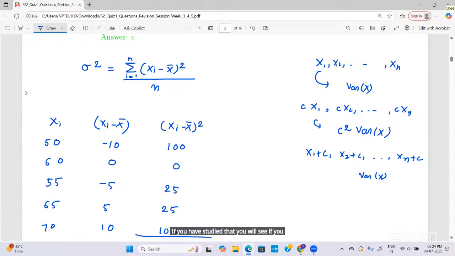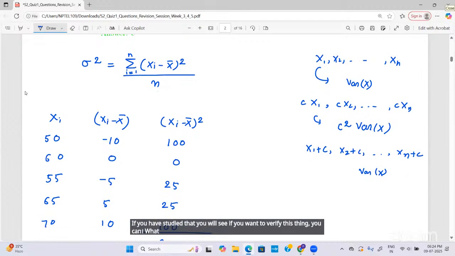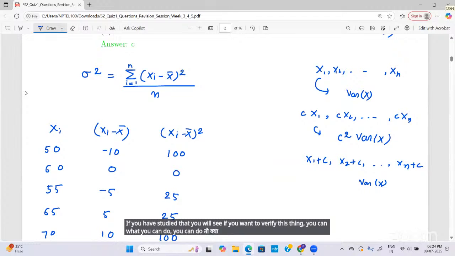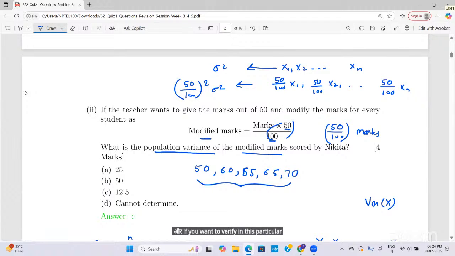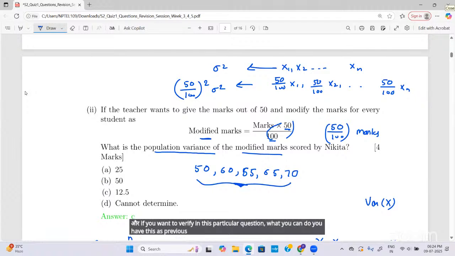If you want to verify this, you just calculate the variance for this kind of data. Or in this particular question, you have this as the previous data. You multiply each data point by 50 by 100, and then after making these changes, you calculate the variance.